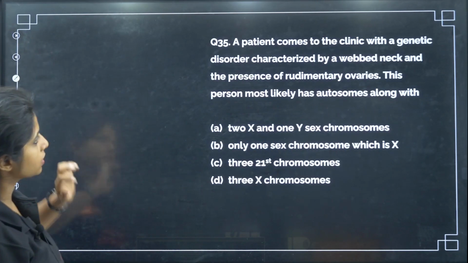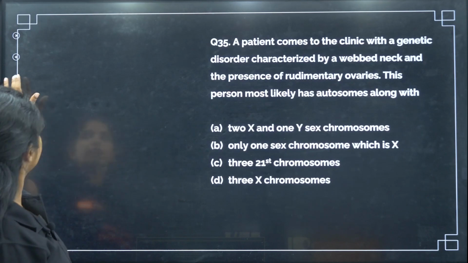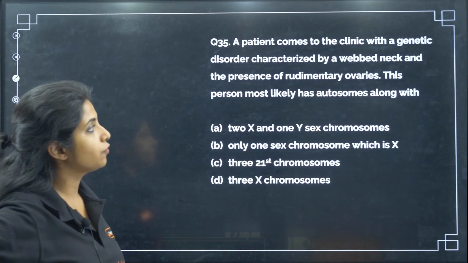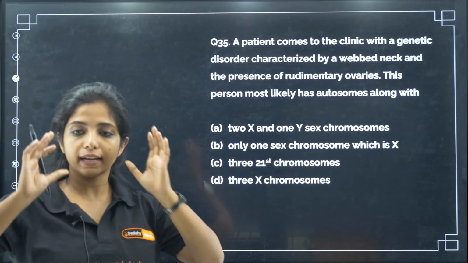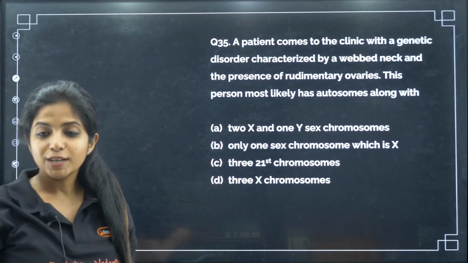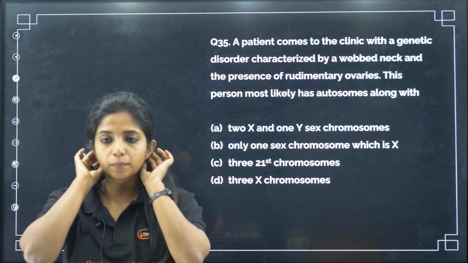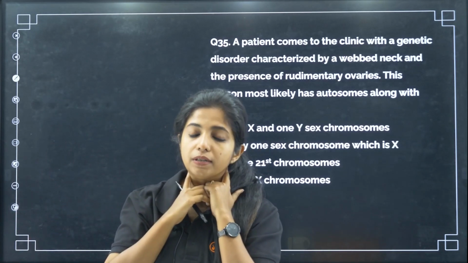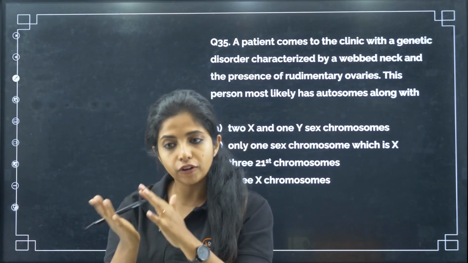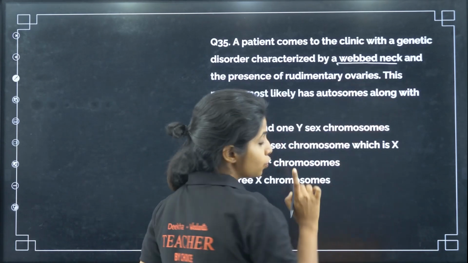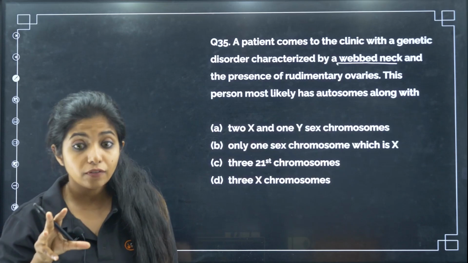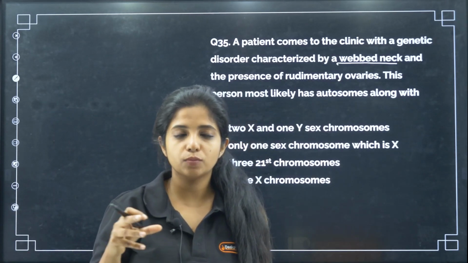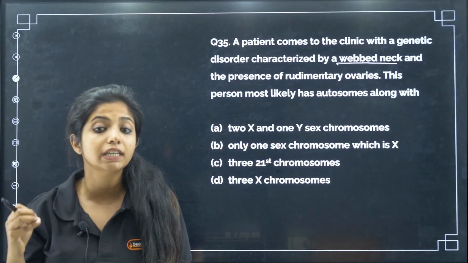Next, a patient comes to the clinic with a genetic disorder categorized by a webbed neck and the presence of rudimentary ovaries. This person most likely has autosomes along with what? The patient has a webbed neck and rudimentary ovaries. The first part of the question is just given to confuse you. You may not know this disease, but you definitely know which genetic disorder has rudimentary ovaries. It is Turner syndrome.